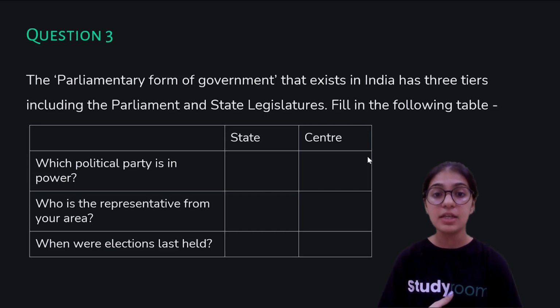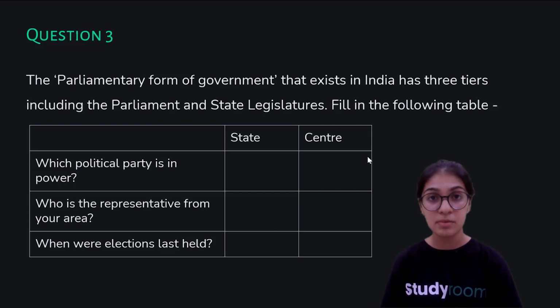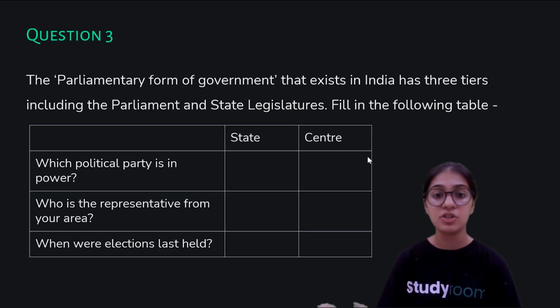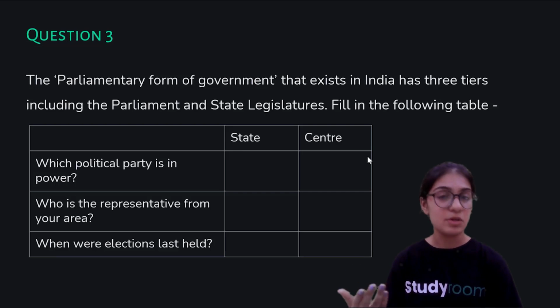Since I live in Delhi, the state government in Delhi is Aam Aadmi Party. It could be different if you live in some other state. Maybe if you live in Uttar Pradesh, the state government could be different. So find out what the state government is in your state, and the center government is obviously the same for all, that is the Bharatiya Janata Party.